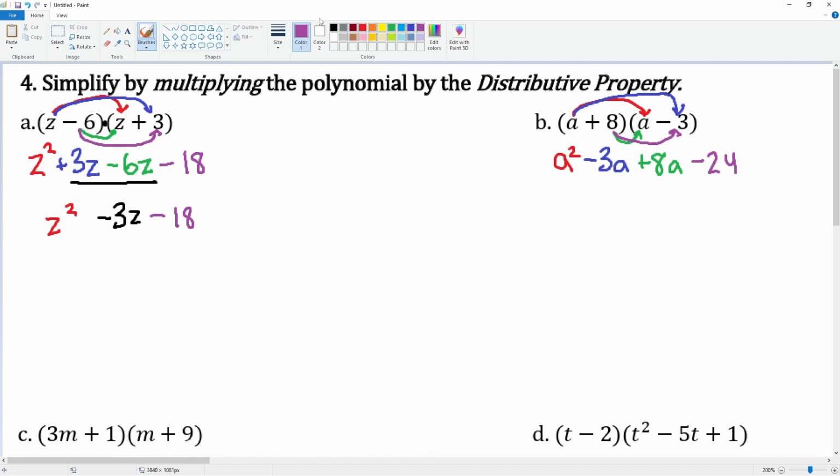We look for some like terms. Notice these two on the inside are like terms. Negative 3A and 8A becomes 5A. Everything else comes down. The A squared comes down. Don't forget about that addition symbol. And then the negative 24 comes down. So the complete polynomial after you multiply is A squared plus 5A minus 24.